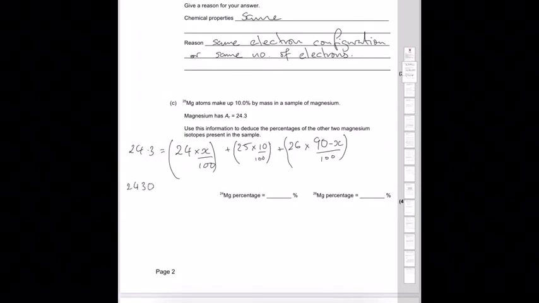So if we times everything by 100, we get 2,430 equals 24x plus 25 times 10, which is 250, plus 26 times 90. Use a calculator on this one. 2340 minus 26x. And then we can resolve that. So we tidy things up. So we've got minus 2x.